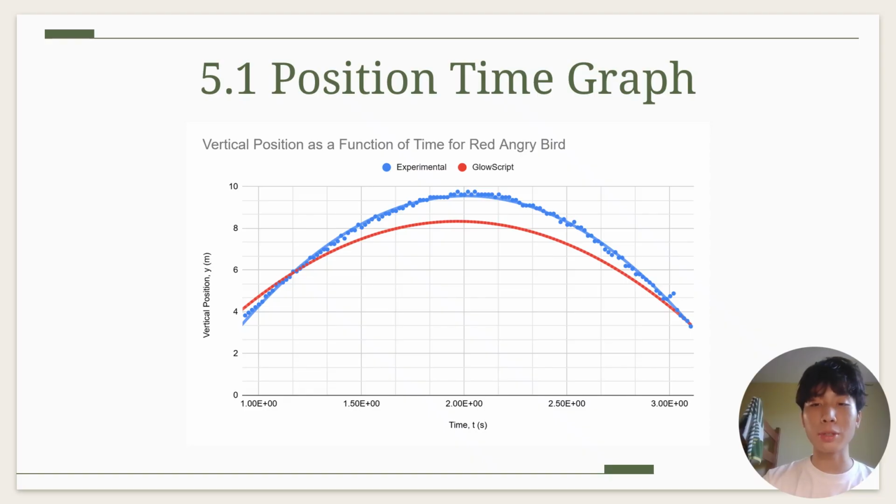First is the position-time graph. As you can see, the experimental graph is the blue one, and the GlowScript, which is the theoretical one, is the orange one. The GlowScript one matches at the start and final position, but in the middle part, especially the maximum height, there's a big difference. As we mentioned before, it might be the gravity constant we put, because we put 7.4, right? So it might be affected.